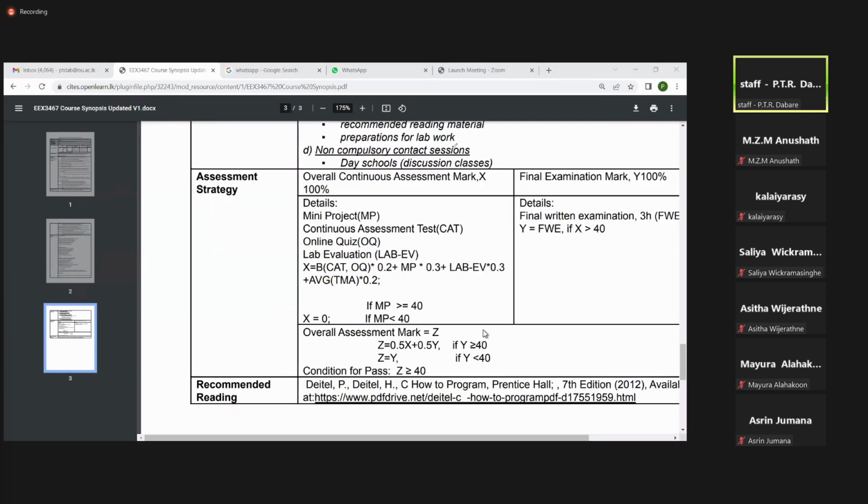So I'm highlighting this because last year, some of the students have done all the activities other than the mini project. Then the students asked why we have not got eligibility, although we have done other activities and got good marks. So it doesn't work like that. Always, for each subject, there is an overall continuous assessment mark. This overall continuous assessment mark is calculated according to the given criteria for each course.